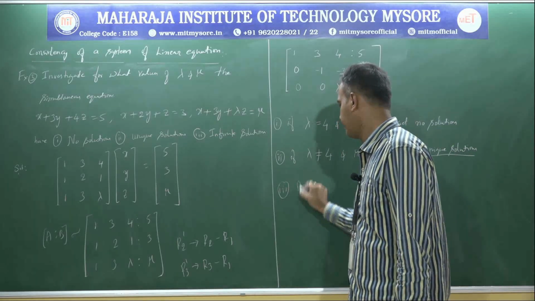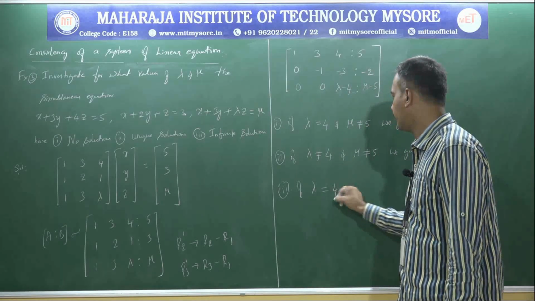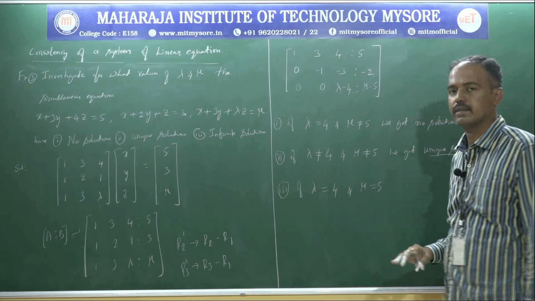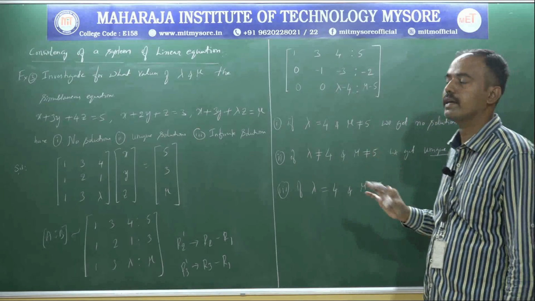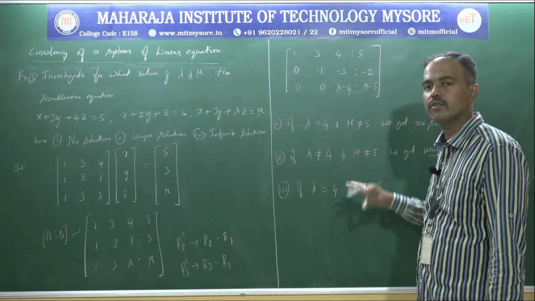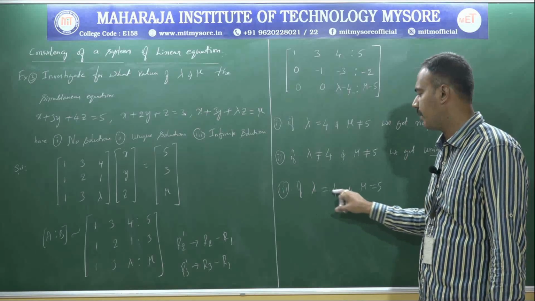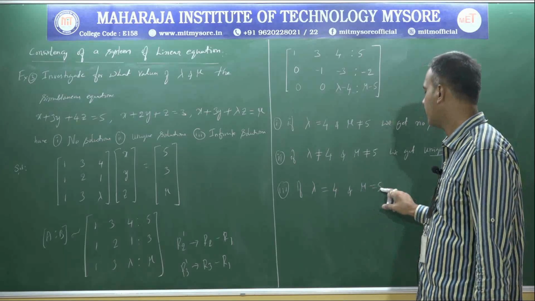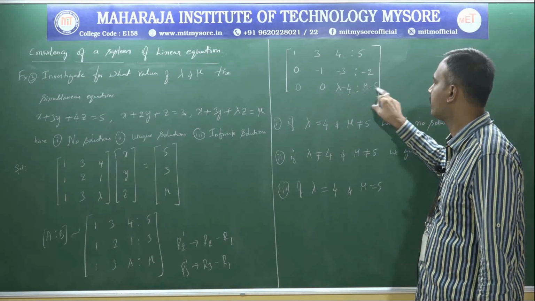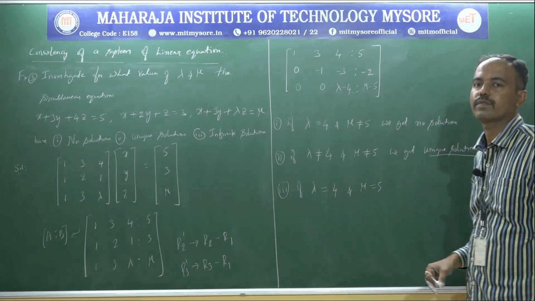Now the next case, if lambda is equal to 4 and mu is equal to 5 here. Now what about the changes here? The question asks us to investigate for what values of lambda and mu. So we check the last case: lambda is equal to 4, mu is equal to 5. Lambda equal to 4 means 4 minus 4 is 0, here also 5 minus 5 is 0. Now totally one particular row is 0.